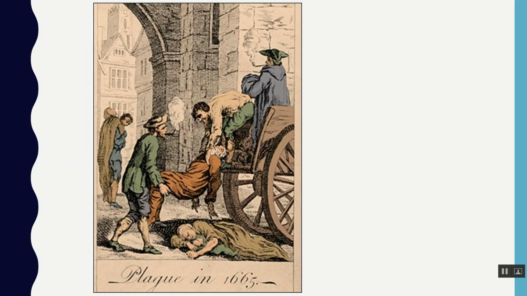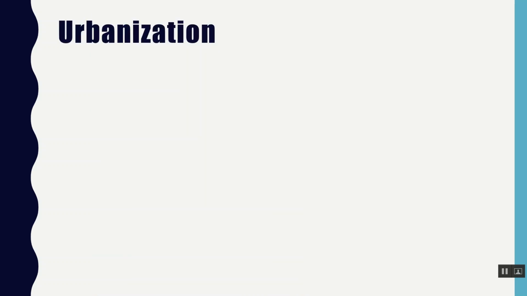And so early cities were certainly plagued with problems. This isn't even an early city, but this is a picture or a drawing of plague in London in 1665, right? If you don't have proper sanitation in a city, if you are overpopulated in a city and you don't have good infrastructure, you can have a lot of issues.